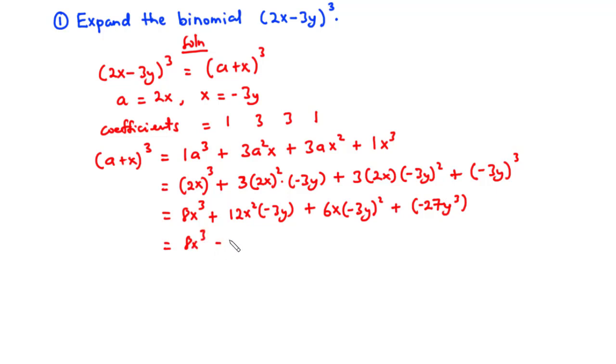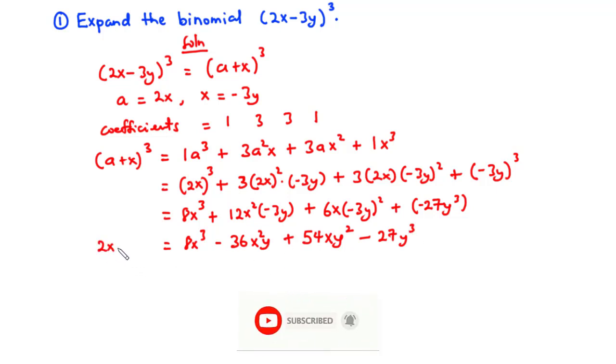8x cubed. Now 12 times negative 3 is negative 36. We have x squared and then y plus negative 3 squared is 9. 9 times 6 is 54. So we have 54 and then times x times y squared minus 27y cubed. So this is the expansion of 2x minus 3y raised to the power 3. Now let's move on to the next question.